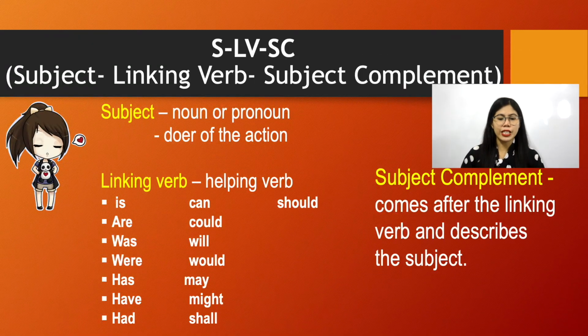Sentence pattern SLVSC stands for subject, linking verb, and subject complement. Subject is usually a noun or pronoun and the doer of the action in the sentence. And a linking verb is a helping verb, which in this one links the subject and the subject complement. The subject complement comes after the linking verb and describes the subject. To fully comprehend this, let's have examples.